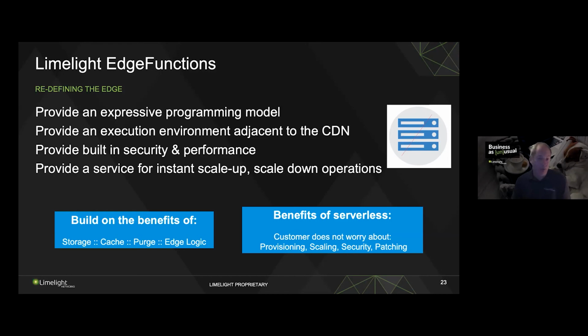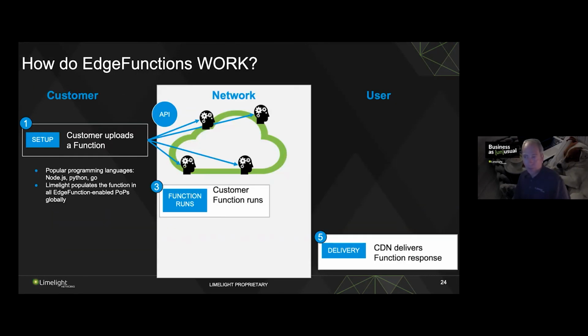It's an execution environment. It's next to the CDN, and it's built on the basis of being a secure multi-tenant service. The aim is to provide scale on demand for small application workloads that run when you need them, and it's a fully serverless environment. It runs through the CDN, so the customer works with our APIs to provide their function, which we distribute and deploy throughout the network. We're going to support a number of different languages as we come to market with this.